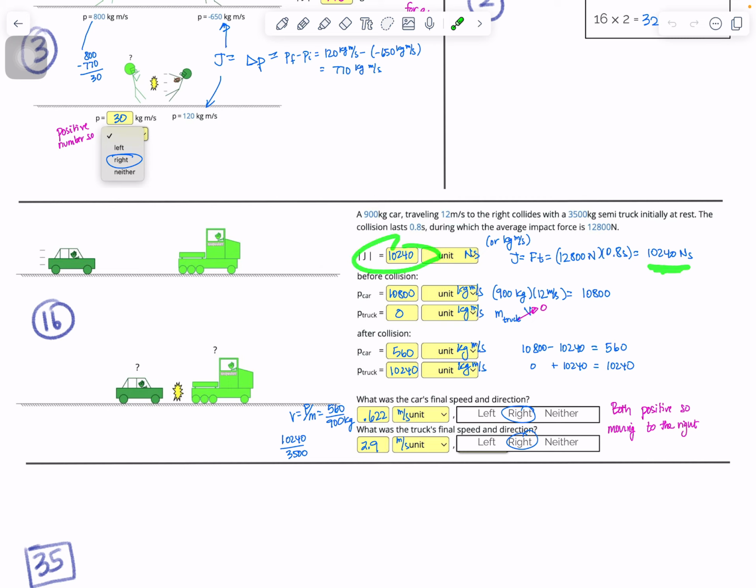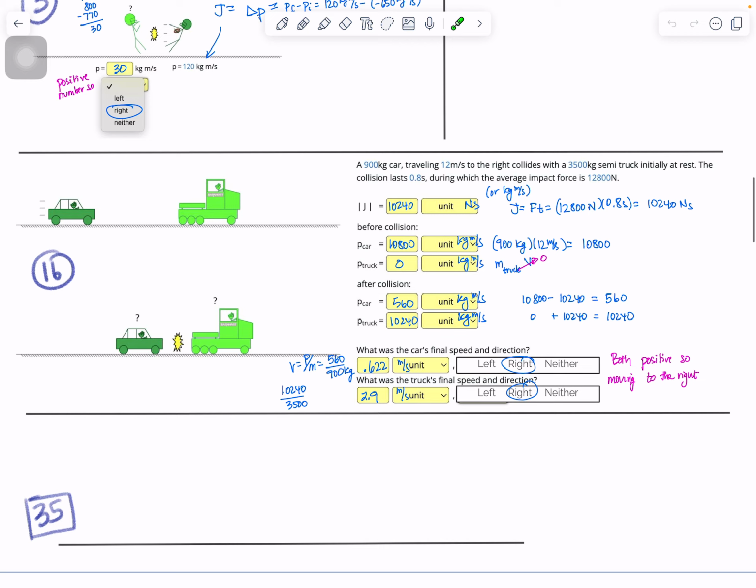So that goes right there. And the units are newton seconds or kilogram meters per second. So the car loses this amount of momentum. I've got 10,800, which is my initial, and I subtract that amount and I get 560. And the truck gains it. So I've got 0, which is initial, plus the change is equal to the final. So that's the final, again, in kilogram meters per second.